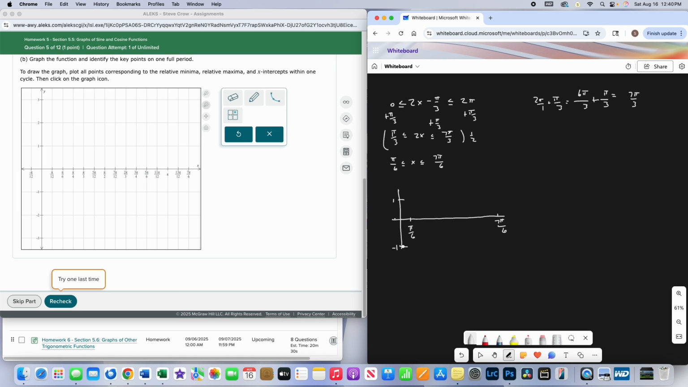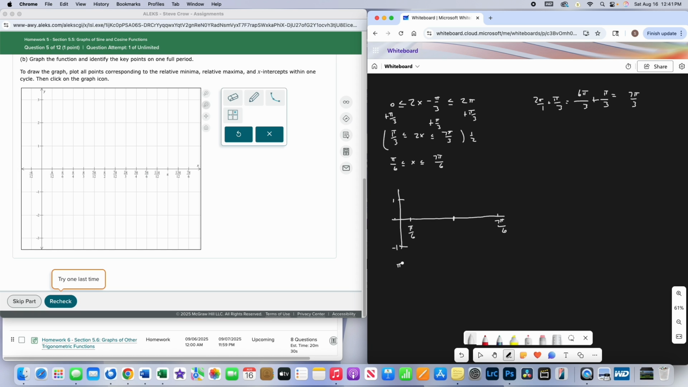And then transfer your points and all that to ALEKS, because when you're taking a test, you're going to have to do it all on paper. So what we need here is the midpoint between pi over 6 and 7 pi over 6. So I'm going to show you how to do that on that one.